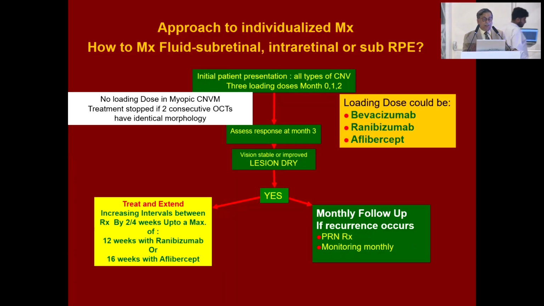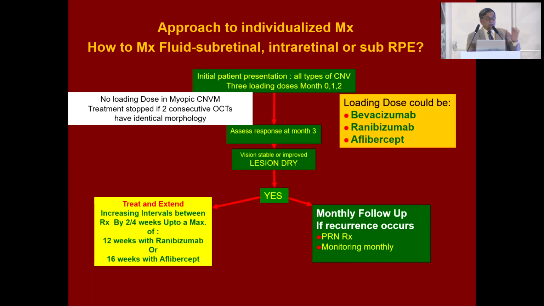All types of CNVM, you give them the 3 loading doses, month 0, 1, and 2, assess the response at month 3, and see whether the vision is stable or improved, and is the lesion dry. Now, if the lesion is dry, you have 2 options. You can either go to a treat and extend mode and increase the intervals slowly till you come up to 12 weeks with ranibizumab or 16 weeks with faricimab or with aflibercept. Or you can put the patient on PRN treatment.